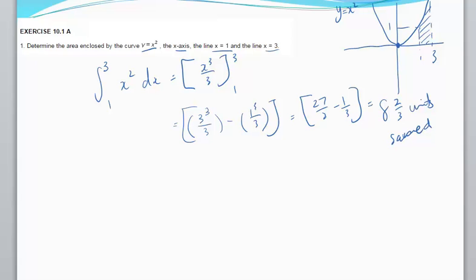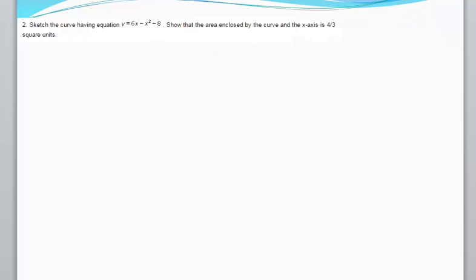Okay, so now moving on to 10.2a. Question 2. Here we're going to sketch our curve with the equation y equals 6x minus x squared minus 8. Our first step: the y-intercept is at y equals minus 8.